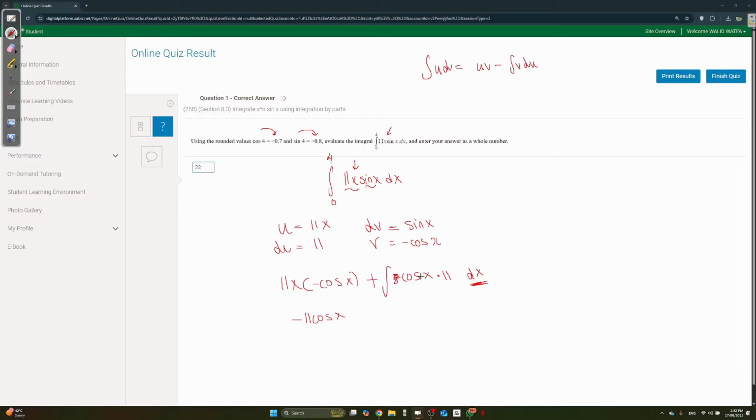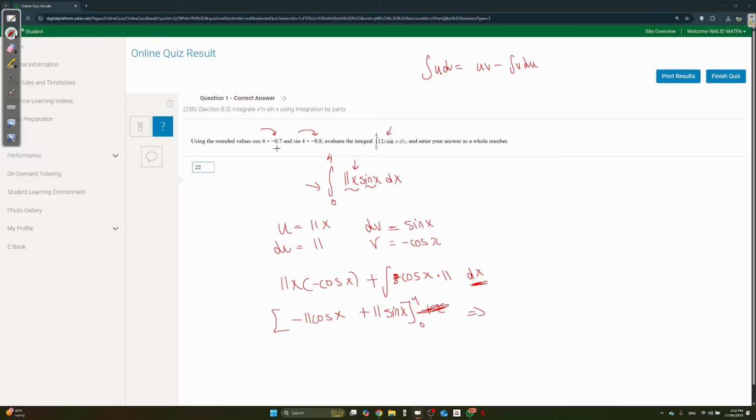So I'm integrating 11 cosine x. How do I integrate 11 cosine x? It's very easy. Take the 11 out, it's going to be 11. What's the integral of cosine x? Sine x. And obviously plus c. We don't need the plus c because we have our bounds from 0 to 4. Okay, so let's just put from 0 to 4. Very easy. Let's now substitute.